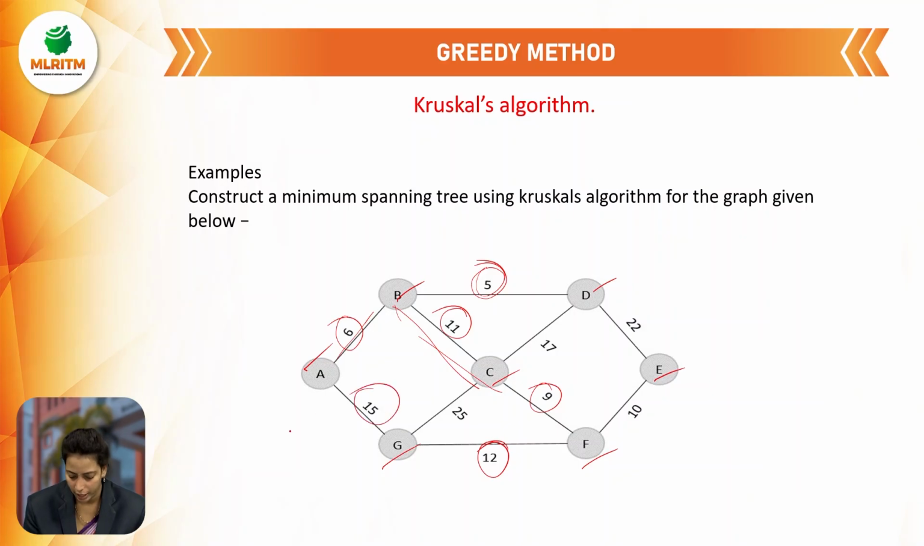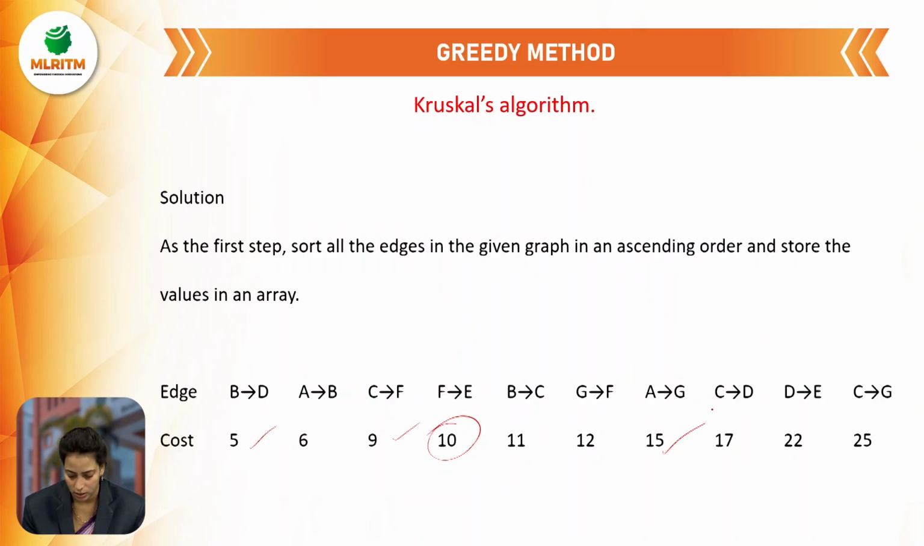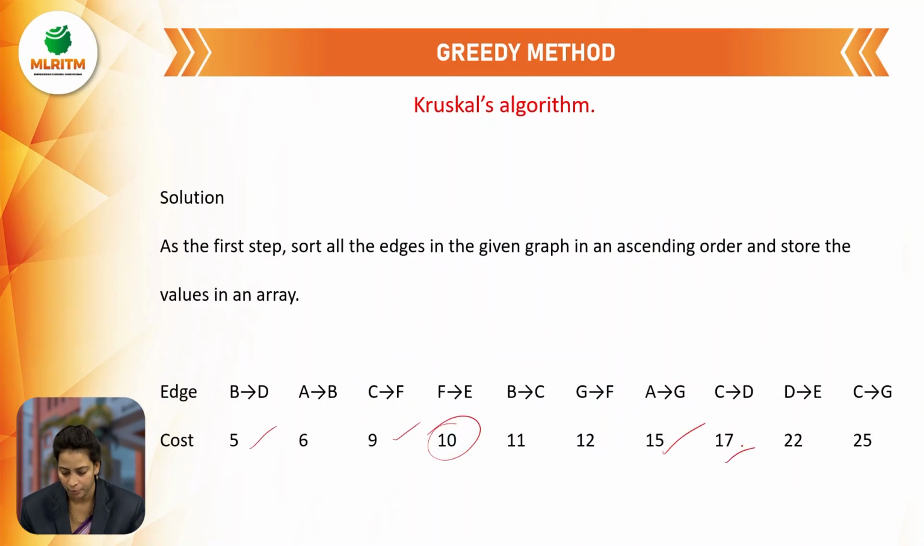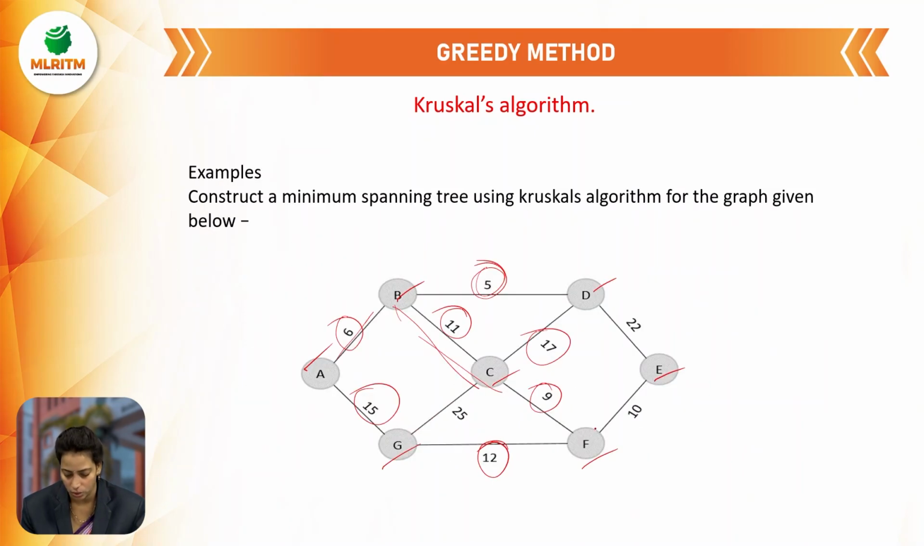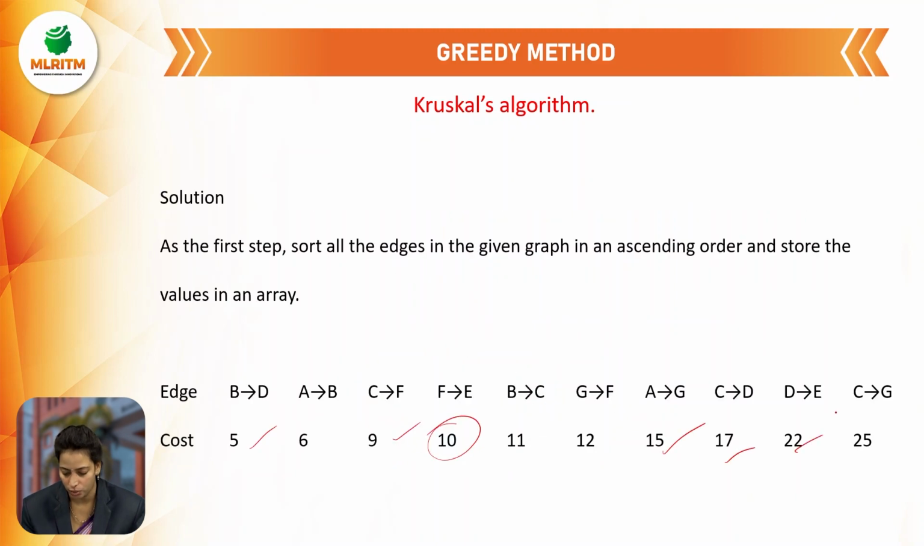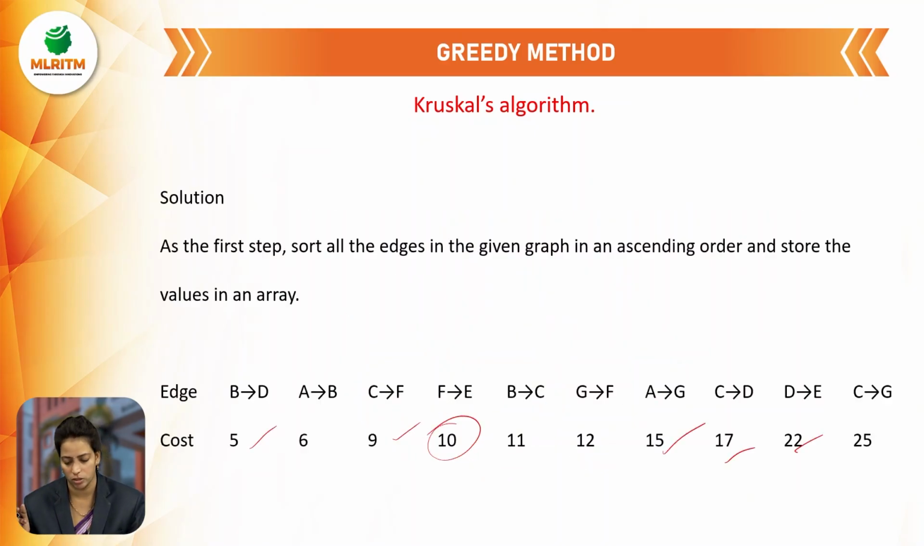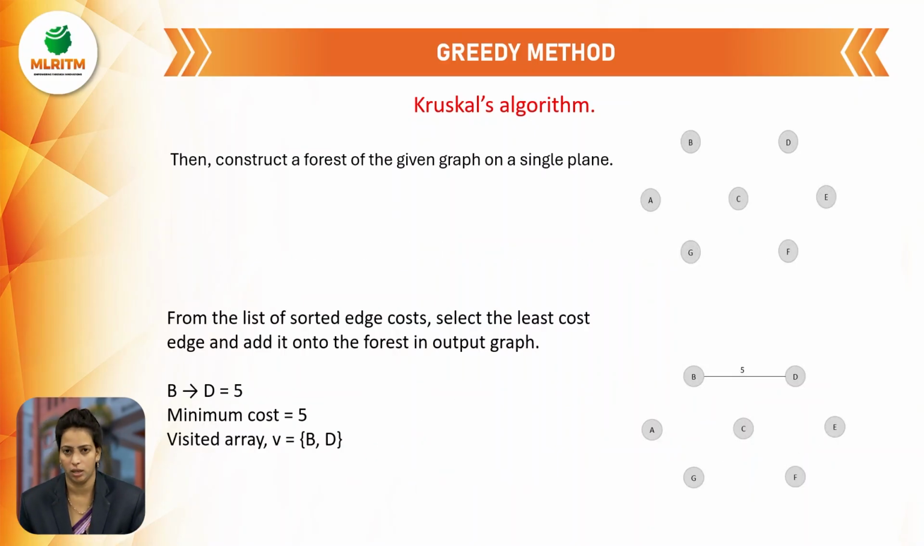Next, 15. A to G is 15. Next, 16? No. 17. Yes, C to D is 17. Next, is 18 there? No. Next, 22. D to E is 22. Next weight is 25. Like that, we are sorting all the edges in ascending order based on their weight. Next, construct the minimum cost spanning tree.